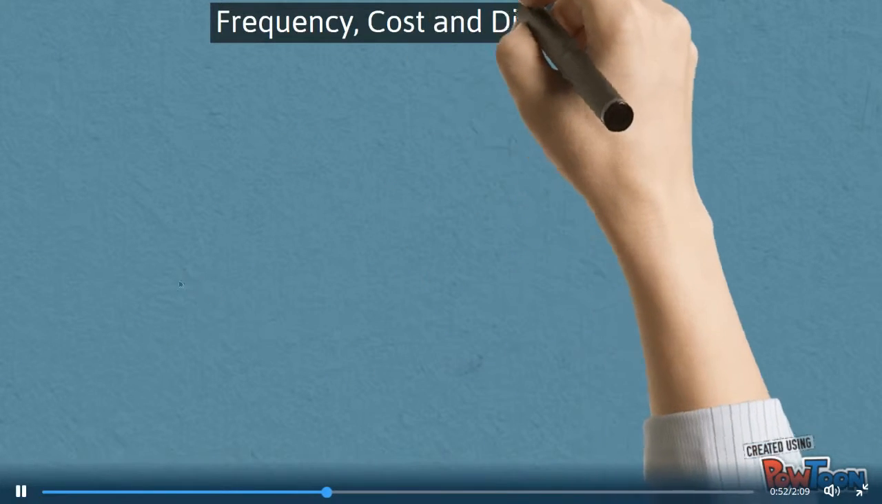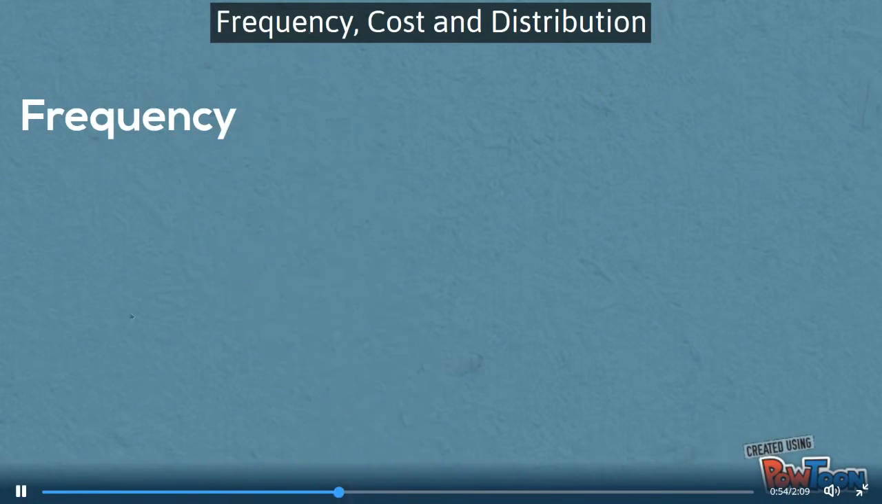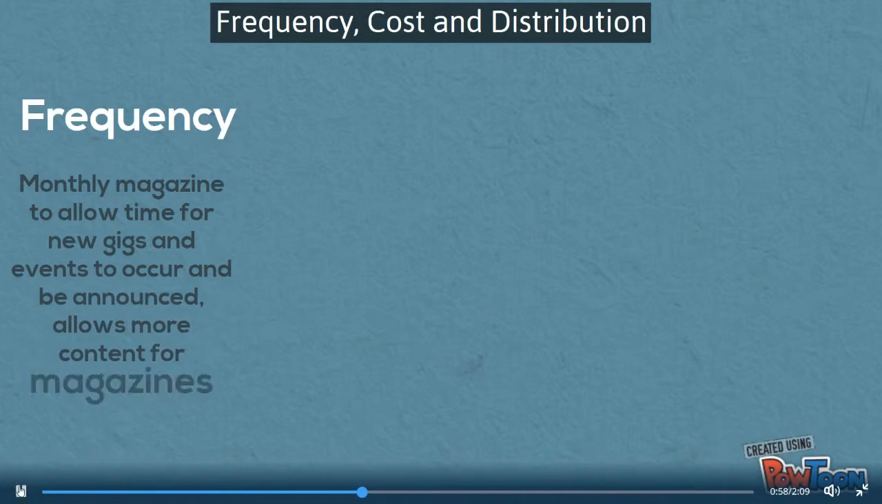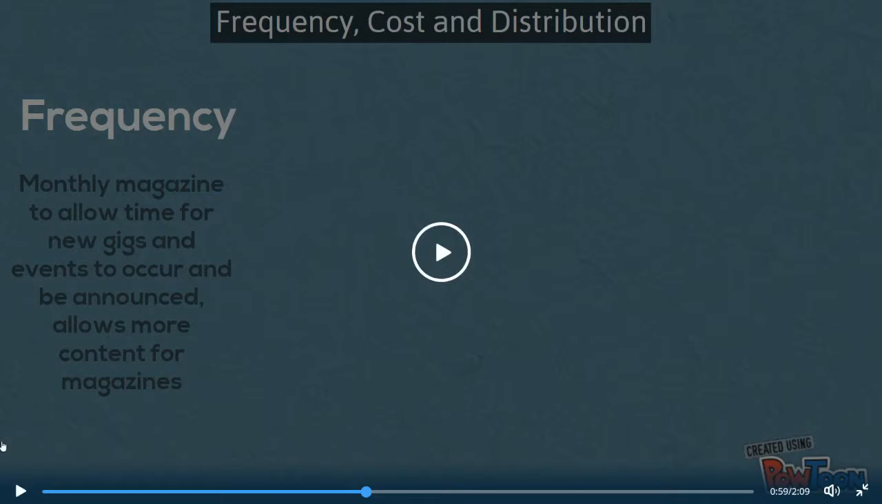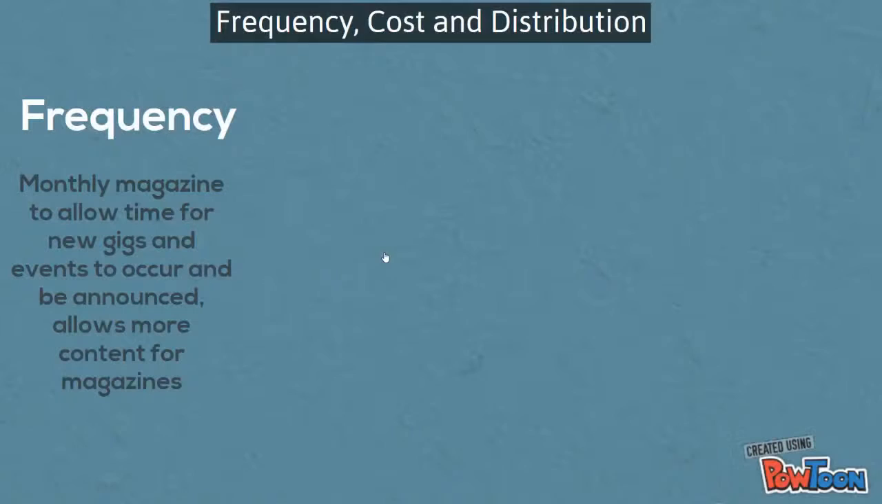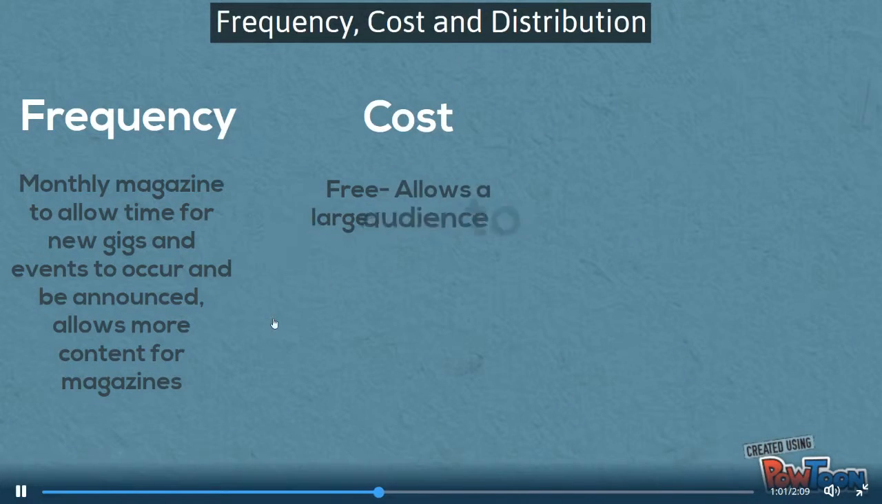And then the next part is all about the frequency, cost and distribution. Now, the frequency of the magazine is monthly, and the reason why I've chosen it to be monthly is because, for example, if it was to be a weekly magazine, there isn't enough time between, let's say, week 1 and week 2. There isn't enough time in that week for new gigs and events to occur. While with a monthly magazine, you've got enough time, obviously, in a month for gigs and events to be announced, which allows more content for the magazine.